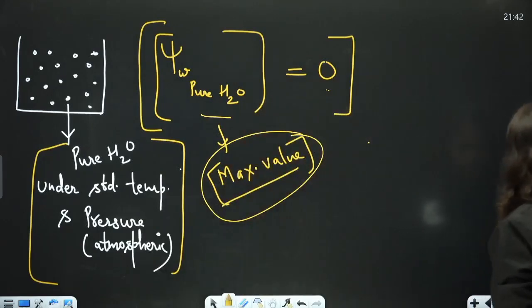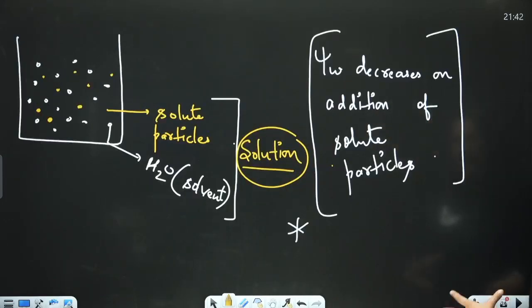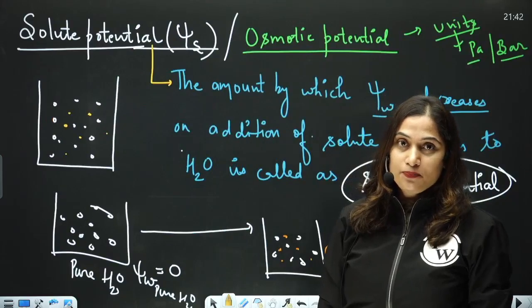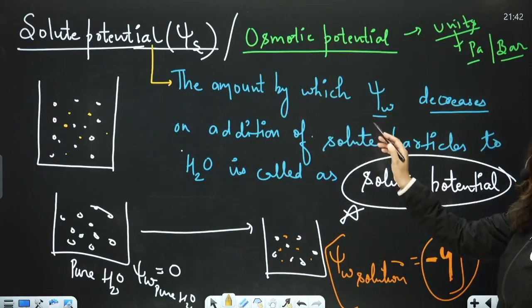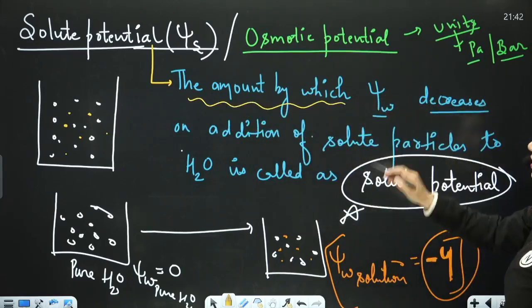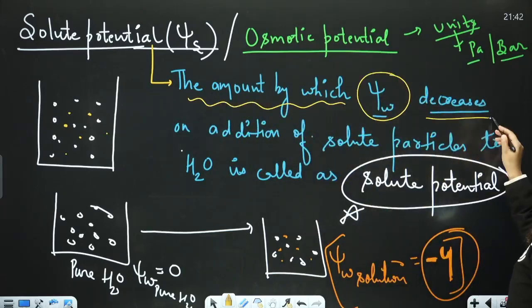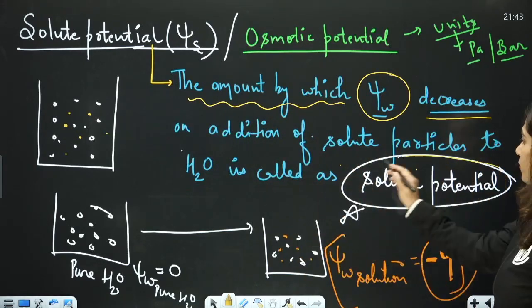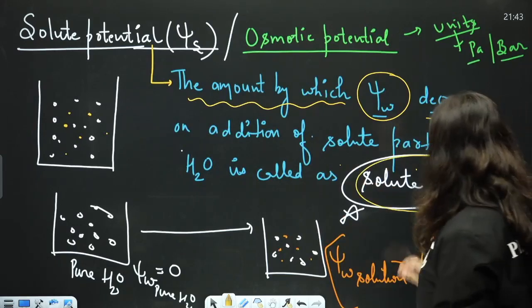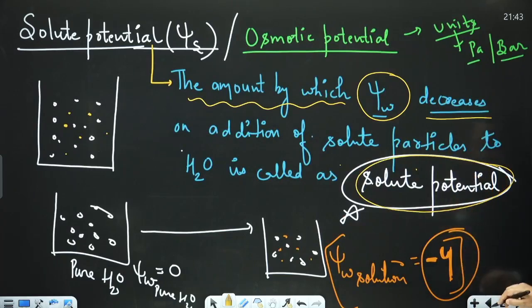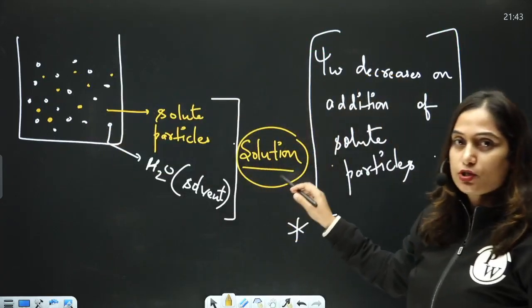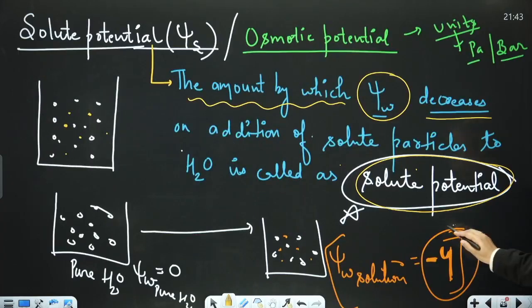Now I am explaining another term to you, and that is solute potential, or psi S. See, the amount by which water potential decreases on addition of solute particles to water is called solute potential. Clear? So I have added sugar molecules. The water potential of the solution will decrease. Suppose the water potential has become -4.